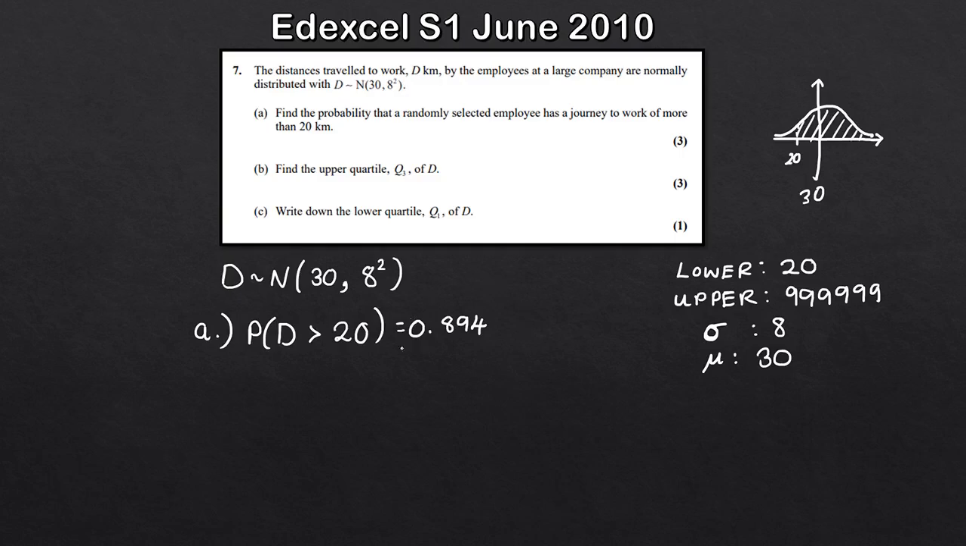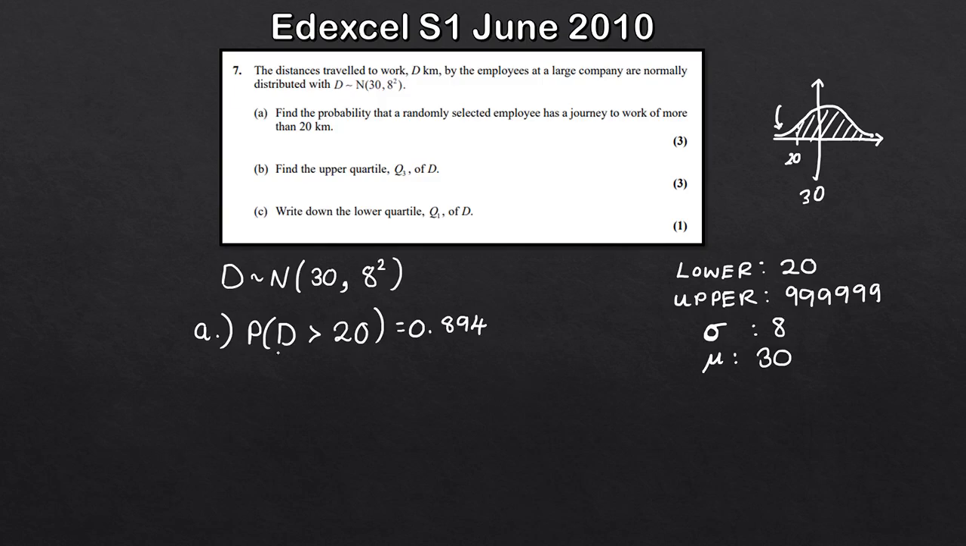If you get a small answer, what you've probably found is this part here to the left of 20, this smallish area, and that'd be something like 0.106, rather than the 0.894. But just so you're aware, this is what you should get here. So 0.894 gives us our solution for part A.